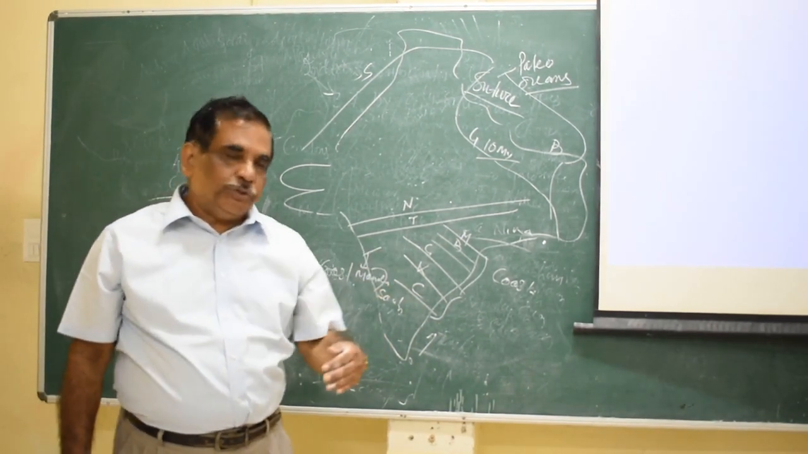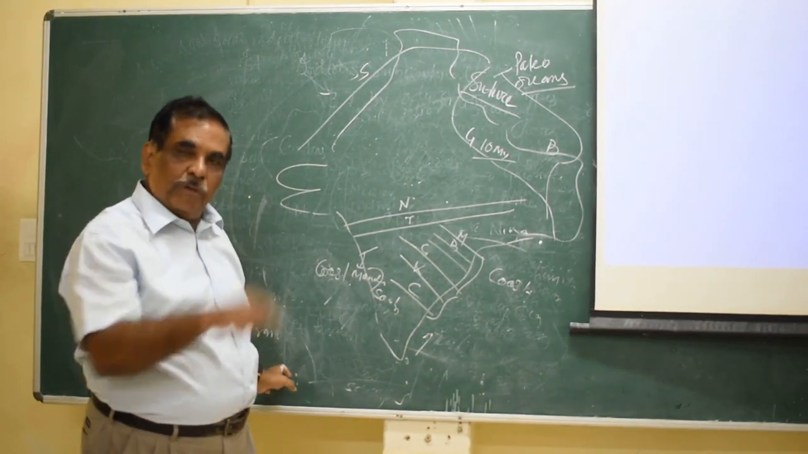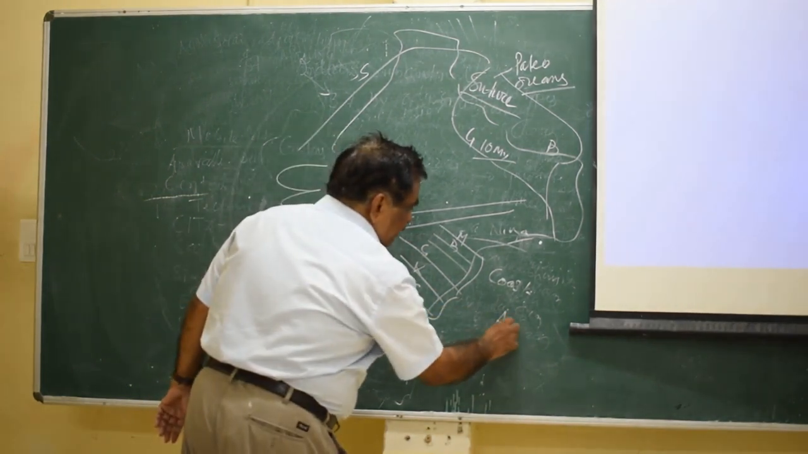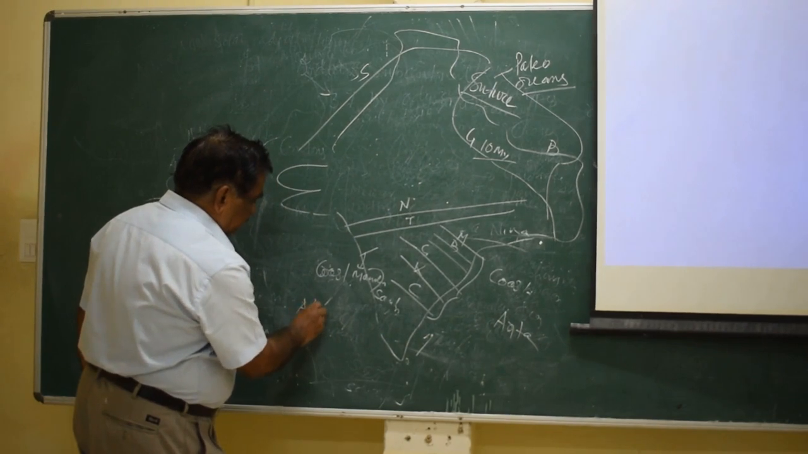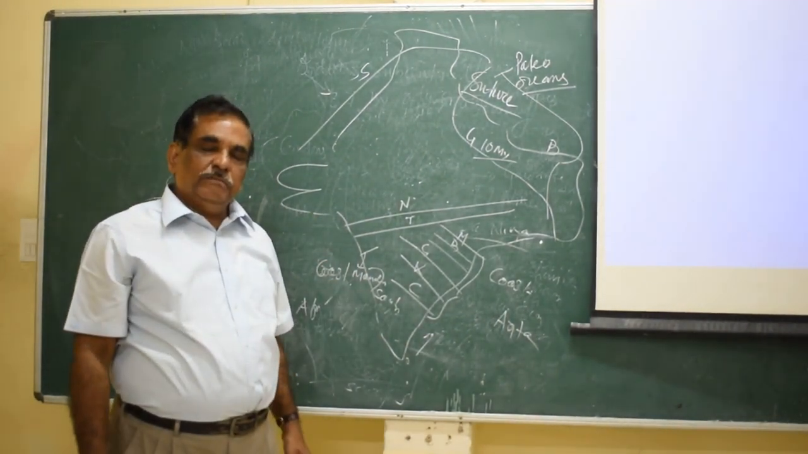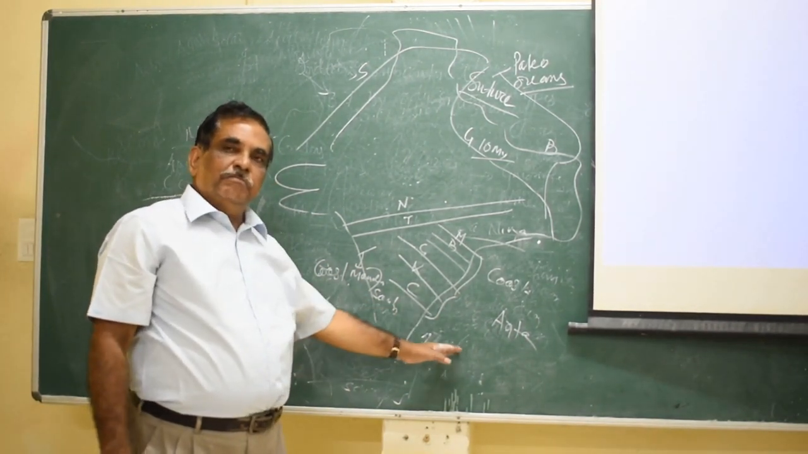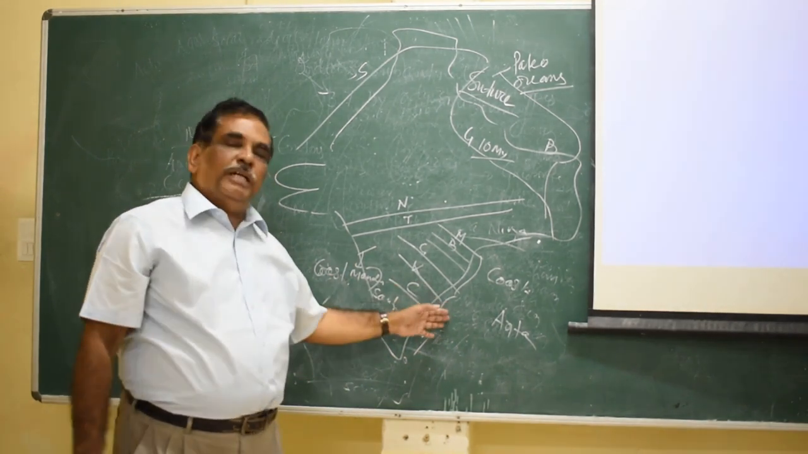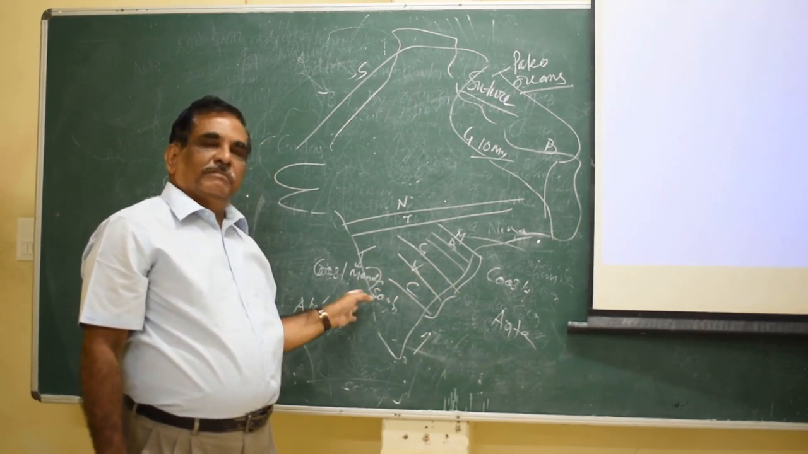I was showing one cartoon to you. India was connected to other continents. Again, I will come back to that. This side you have Antarctica, this side you have Africa. They were forming one big continent called the Gondwana continent. So there was no ocean here, so these rivers were not existing.